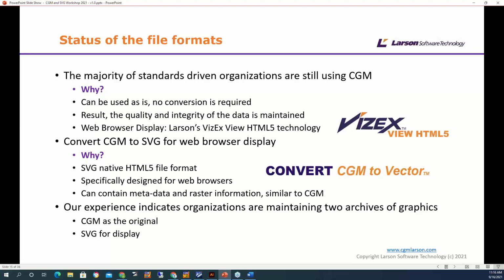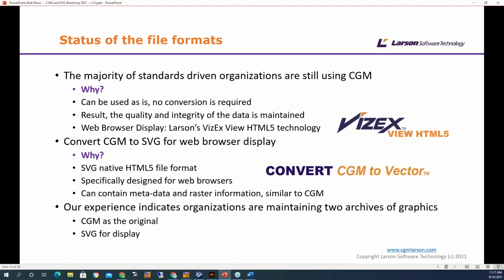The result is your quality and the integrity of your data remains because you're not converting it to another file format. And we have customers who actually convert files, but also use our VisXView HTML5 technology to retain their CGMs, but still view them on the web without a plugin. So we have two camps, and we're sitting in both. We want to give the customer the best of both worlds.